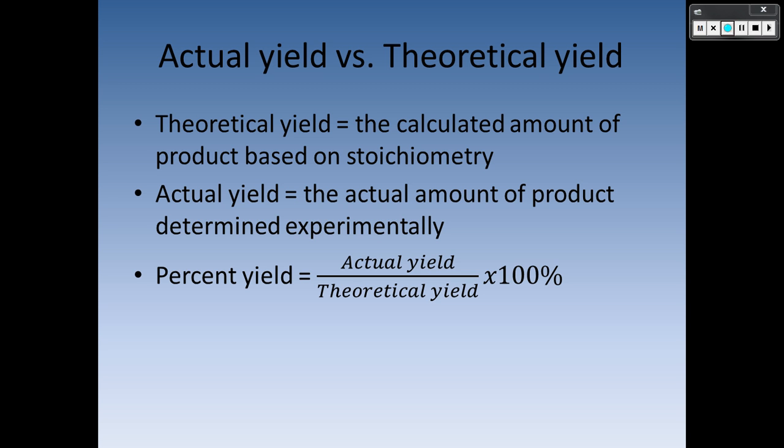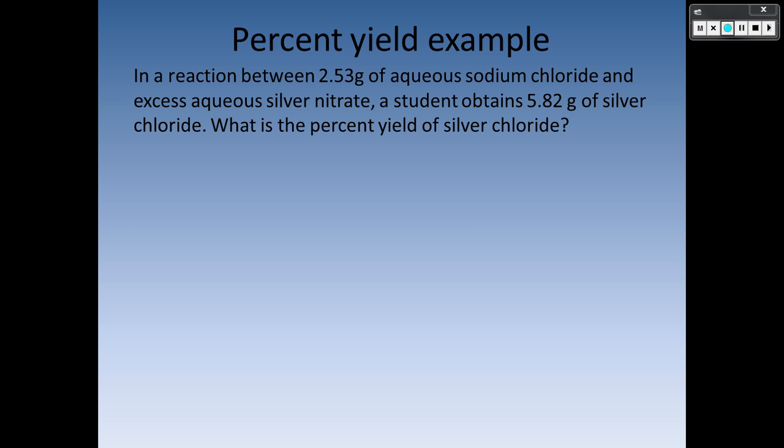You would calculate your percent by doing 35 divided by 40 times 100. The same is true for percent yield. It's actual yield divided by theoretical yield times 100%. Pretty basic. So let's look at a percent yield example.